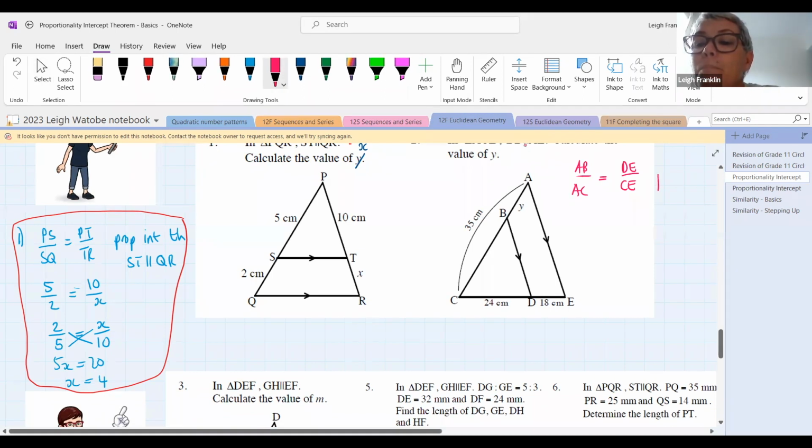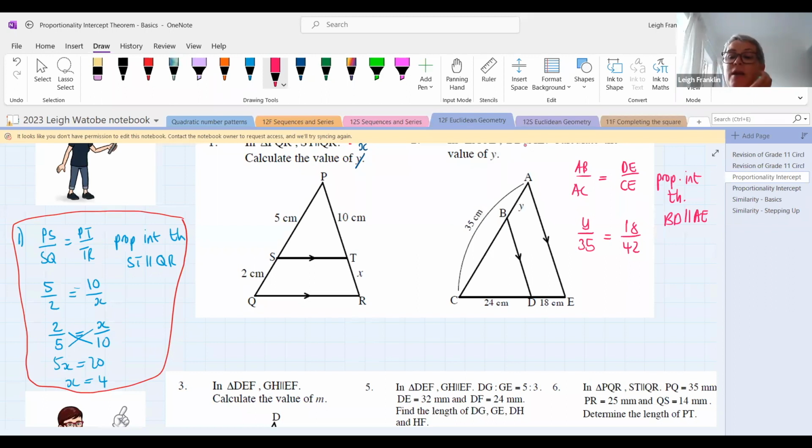It's prop int theory, BD, which is parallel to AE. Fantastic. Wonderful. And now we're going to substitute. So tell me what you wrote next. So I wrote y over 35, which equals 15 over 42. Beautiful. Oh, wow. That is stunning. Well done. What a fantastic explanation.